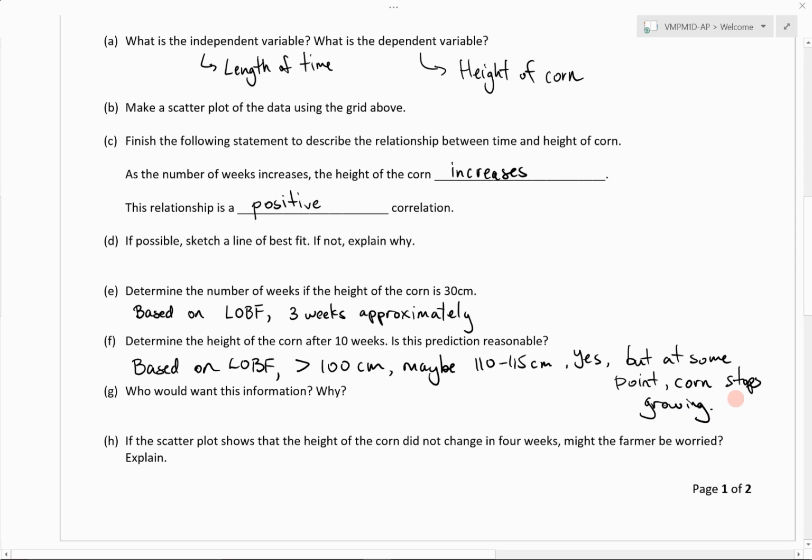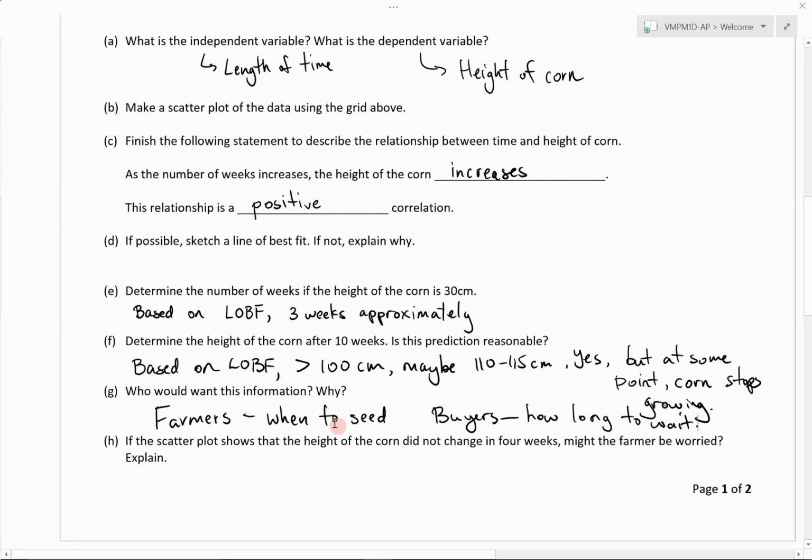Okay, who would want this information? Well, farmers would, definitely. Why would they want it? Maybe they want to know when they need to put seeds into the ground. So when to seed. So they know that after 6 weeks or 7 weeks or 8 weeks or 9 weeks or 10 weeks they get the corn, they can plan when to plant their seeds. And buyers might want to know this as well because they want to know how long to wait. How long does it take to wait for corn to reach the market.